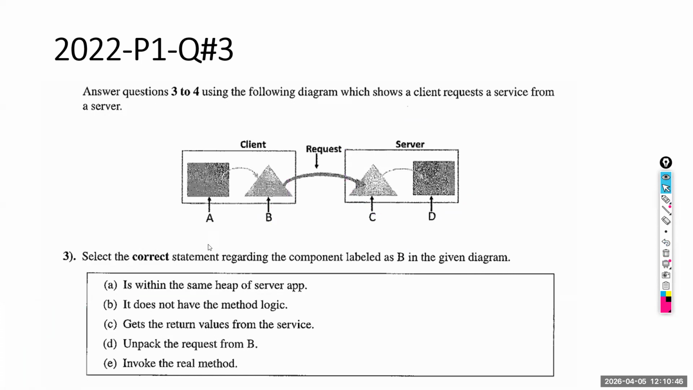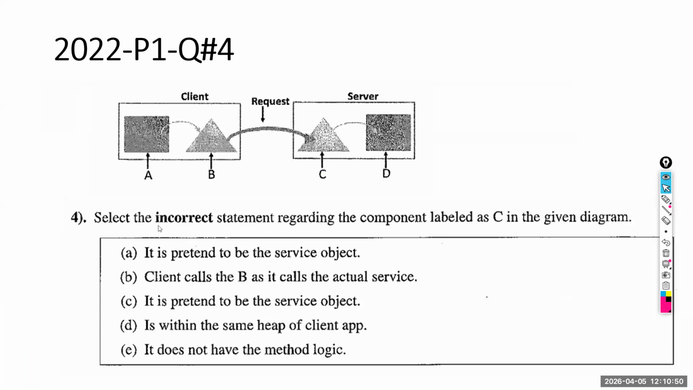So what about the next one? Same diagram but different question. Select the incorrect statement regarding the component labeled as C. So now they talk about the server skeleton. Quickly do it.